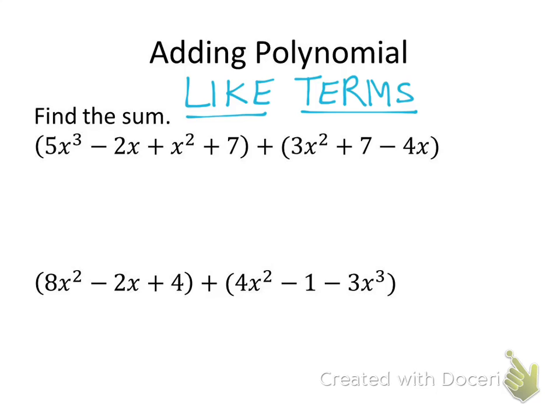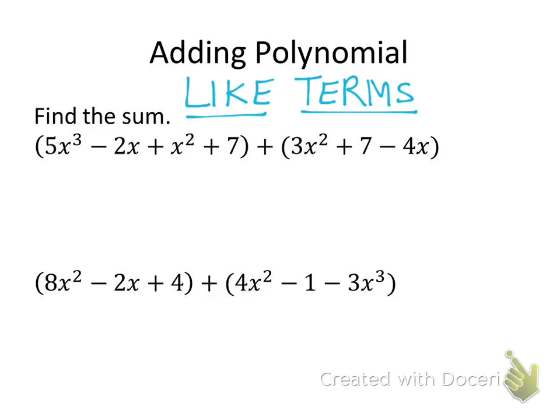They are the same variable, but they are not raised to the same power. I've got x and then x squared, so they're not like terms there. Okay? So what they want us to do is add these polynomials together. Again, standard form is key.